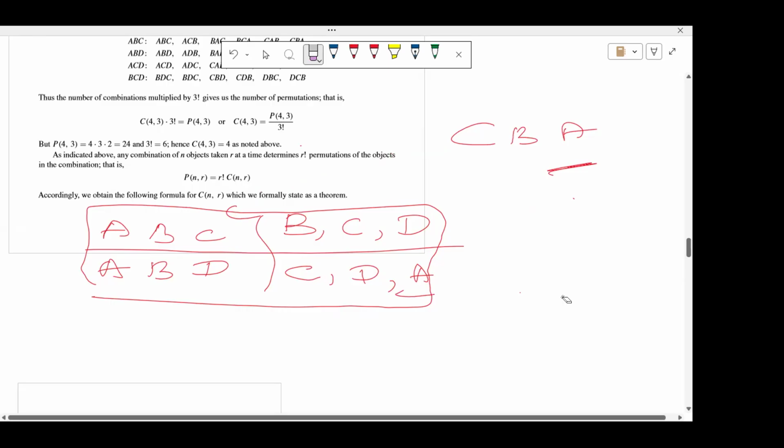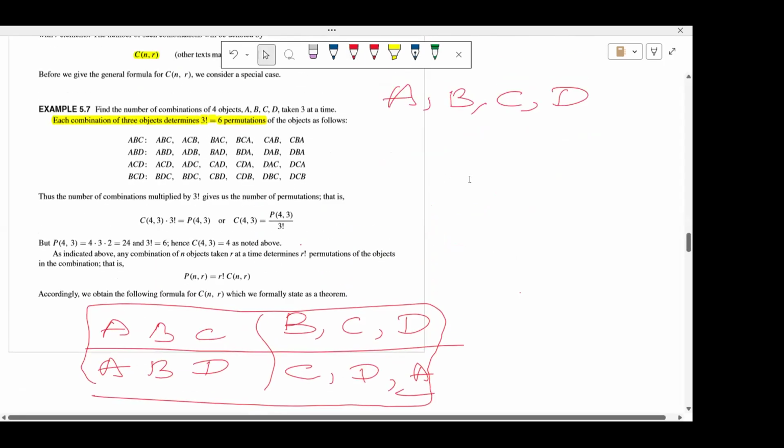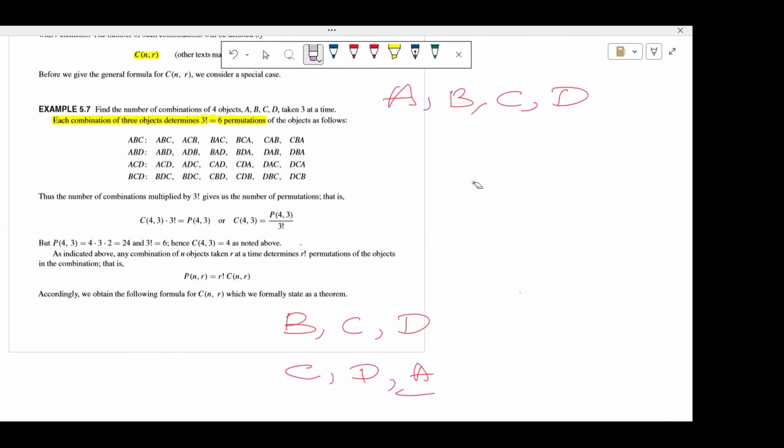But if you think about combinations, we are not giving priority to the order of the elements. So altogether we are creating these four groups. We are not giving priority to the order of the elements, that is what we call combinations. So this is the example.